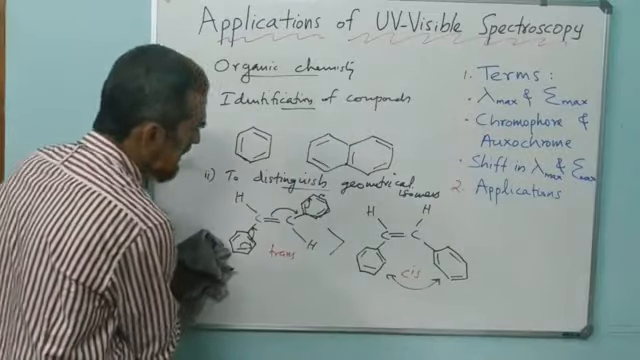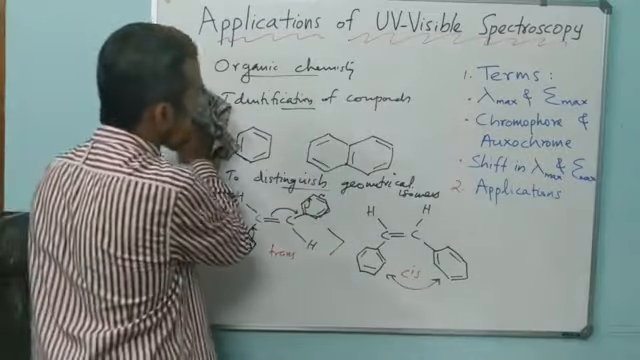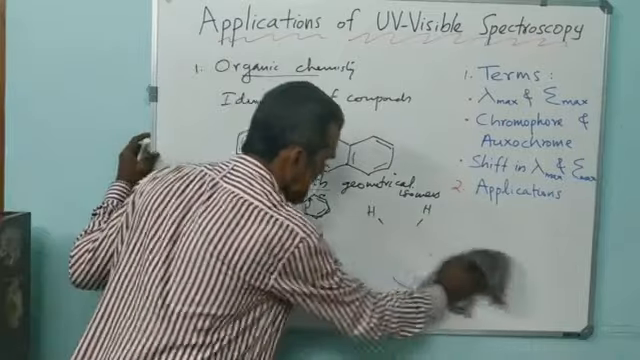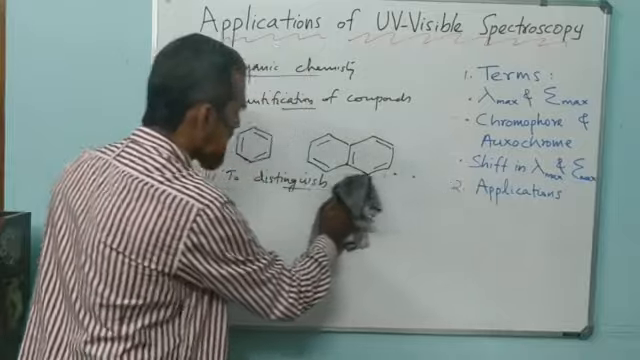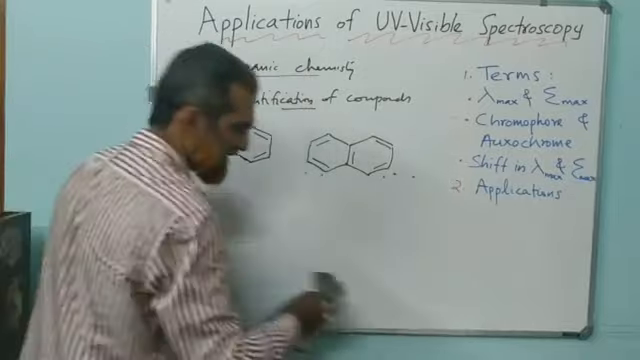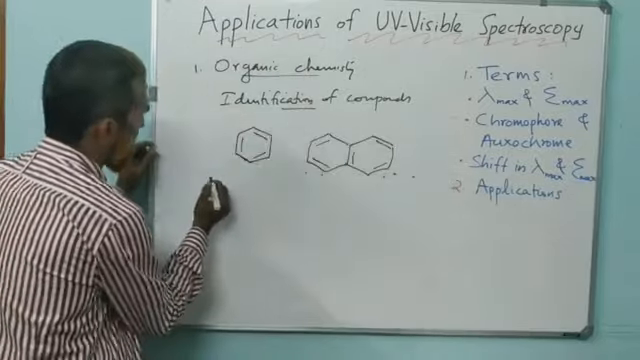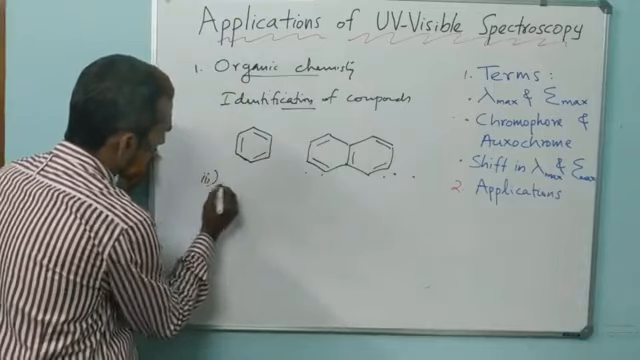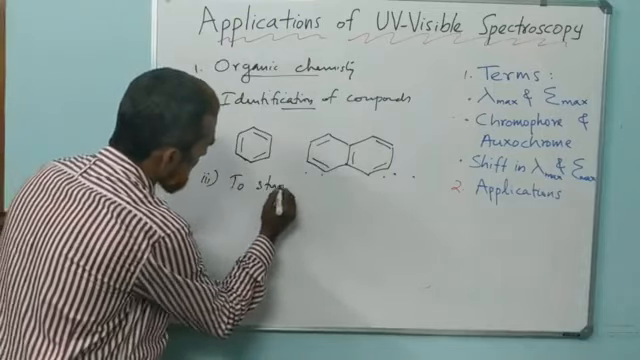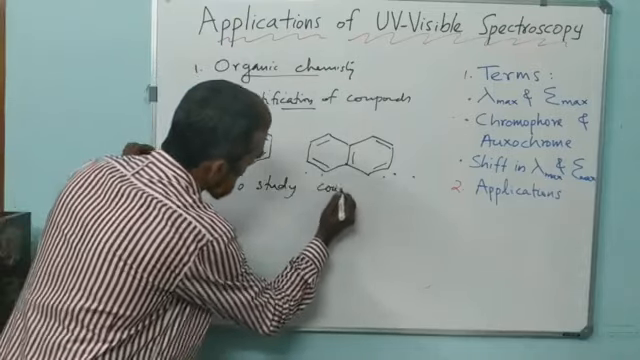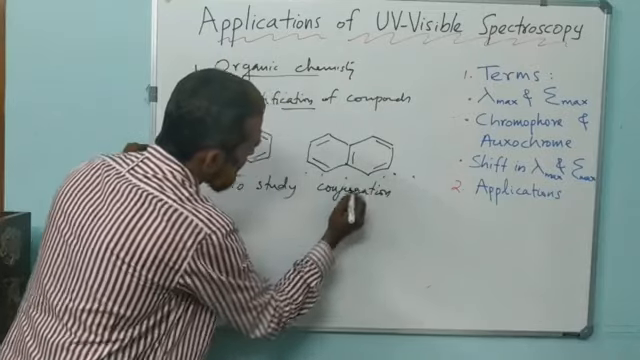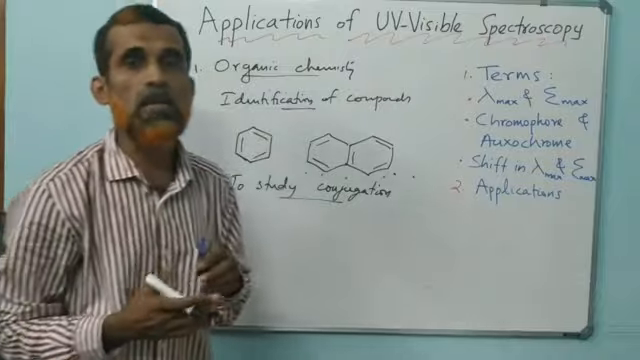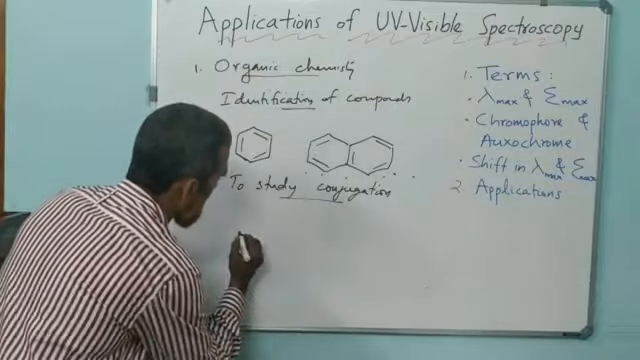Now coming to the third application in organic chemistry, we can check conjugation, to study conjugation. That means to distinguish conjugated and isolated dienes. For example, look at this example.